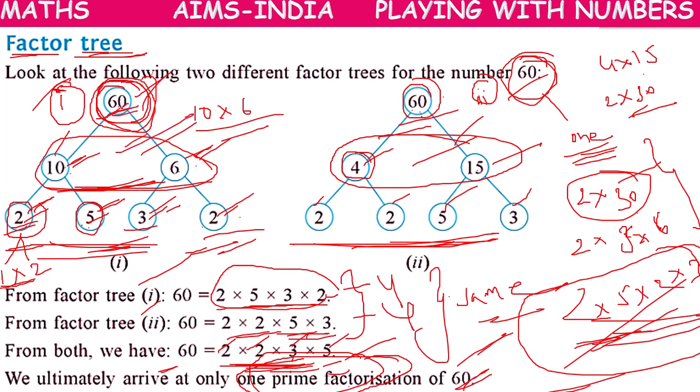So writing like this, splitting the main term as a product of two terms, again splitting each term as a product of two different terms until we get numbers which cannot be divided further. This method is called a factor tree. Writing factors of 60 in this method, we call it a factor tree.